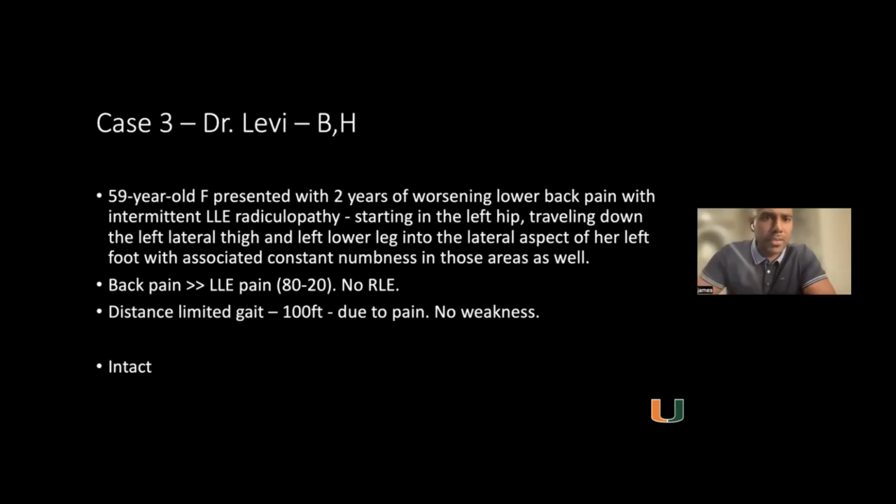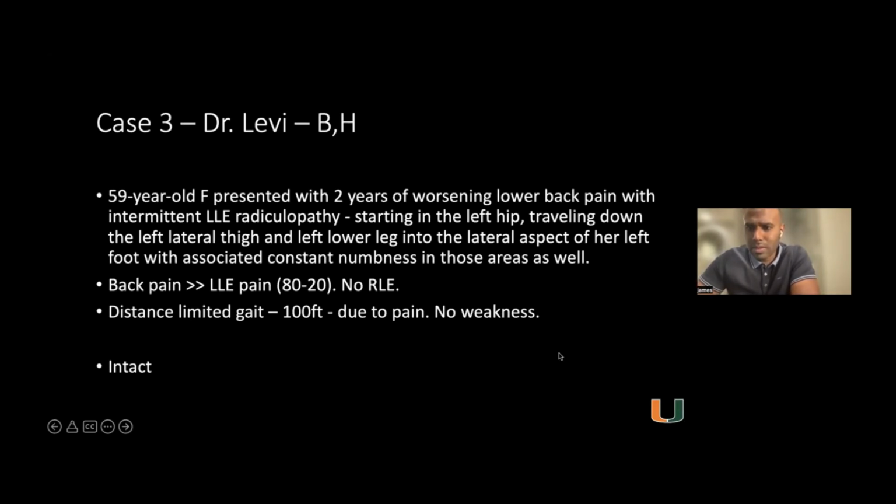All right. Case 3 is a 59-year-old female who presented to clinic a few years back. This is more of a follow-up. She recently presented to clinic with worsening low back pain and intermittent left lower extremity radicular pain. It started in the left hip, traveled down the left lateral thigh to the lower leg, to the lateral aspect of the foot. Now she has associated constant numbness in those areas. Her symptoms were 80% back, 20% leg pain, with no right-sided symptoms. She had a distance-limited gait of about 100 feet due to the pain, no weakness on exam, and was neurologically intact.